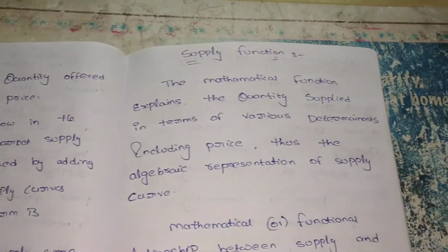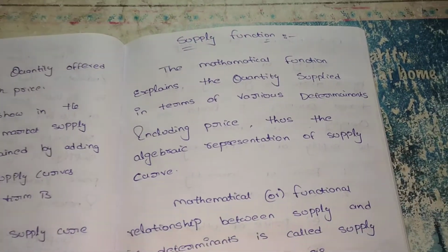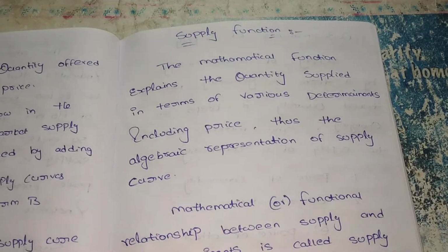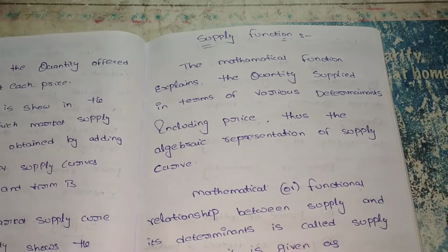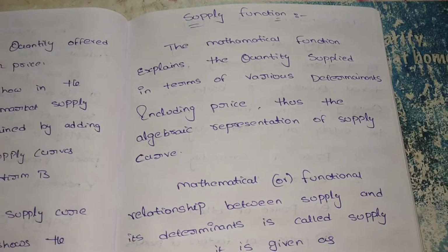Today our concepts are the supply function, the determinants of supply, and the law of supply. In the law of supply, we will also discuss the assumptions of supply and the exceptions to the law of supply. Exception means that for these particular goods, the law of supply doesn't apply.